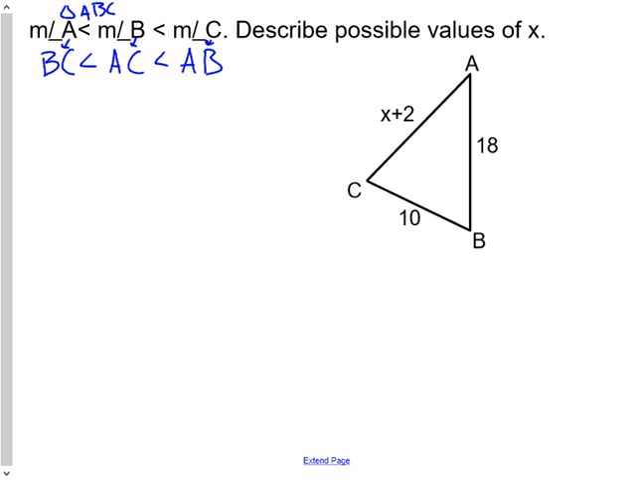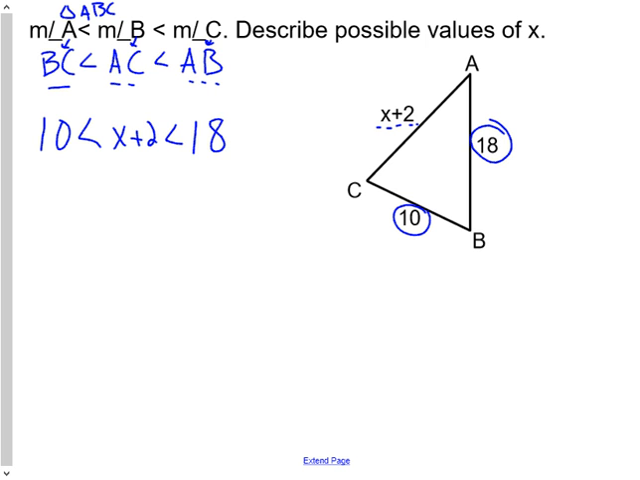And now that I have that, we can plug in what we have, right? So BC is 10, so 10 less than AC, x plus 2, is less than, what's left, 18. So 10 is less than x plus 2, less than 18. I need to solve for x, so I need to subtract 2. However, because this is a chain inequality, we have to subtract from all three sides. We can't just subtract from 2 of them, we have to do all three. So I get 8 less than x less than 16.